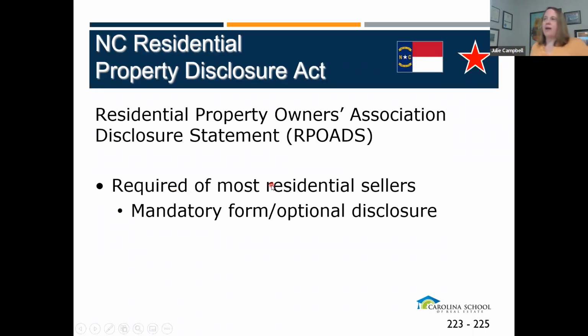This form is required on most residential, typically most 1 to 4 unit dwellings. So if you have a single family home, a duplex, a quadplex, it would be required. There are some exemptions. The biggest exemption to this form is new construction. A never before lived in dwelling is not required, because nobody's lived in it. They can't attest to the condition of it.